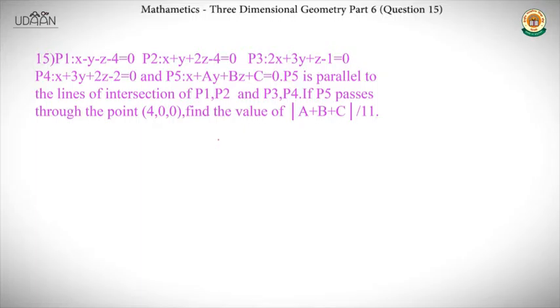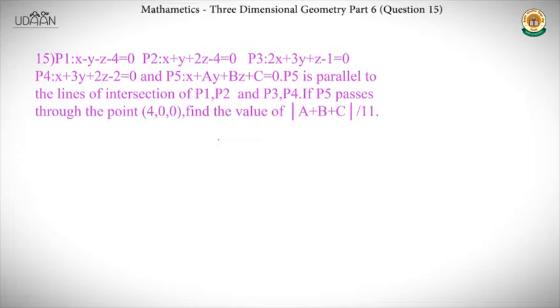Alright, now we are starting with question number 15, which says that plane 1 has the equation x minus y minus z minus 4 is equal to 0. Plane 2 has the equation x plus y plus 2z minus 4 is equal to 0. Plane 3 has the equation 2x plus 3y plus z minus 1 is equal to 0. Plane 4 has the equation x plus 3y plus 2z minus 2 is equal to 0. And plane 5 has the equation x plus ay plus bz plus c is equal to 0.